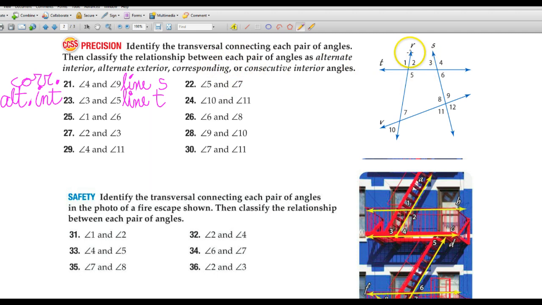Number 25, 1 and 6. Okay. Line T is the line that makes contact with both of them. So that is our transversal. And they're on opposite sides of the transversal, so they're alternate. And this time, they're not on the interior, they're not in between lines R and S, they're on the exterior. They're on the outside of lines R and S.